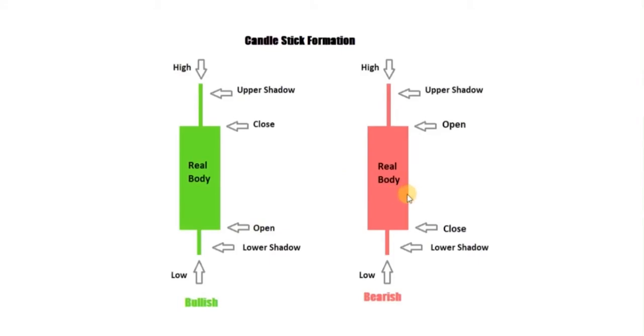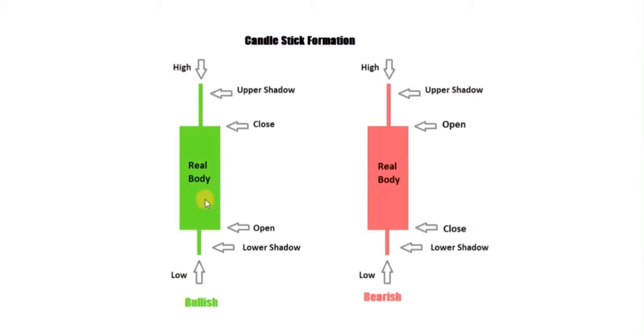And in a red candlestick, opening price is always above the closing price. So this is the opening price and this is the closing price. See, this is the real body and these thin lines are the shadows. These are also called wicks of the candle, and these shadows indicate the high and the low of the session.